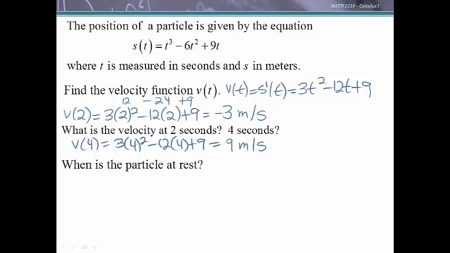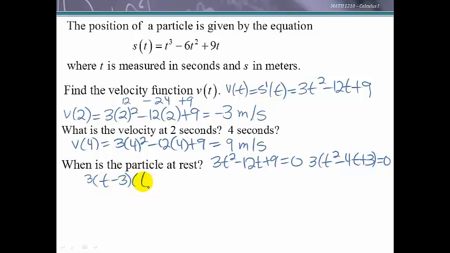When is the particle at rest? At rest would be when it has no velocity. So I would take the velocity function and figure out when it was 0. Okay, there's a 3 in everything: t² − 4t + 3. I'm interested in where that equals 0. And that's (t − 3)(t − 1). So t equals 1 or 3 seconds. So at t = 1 or 3 seconds, this particle is not moving.